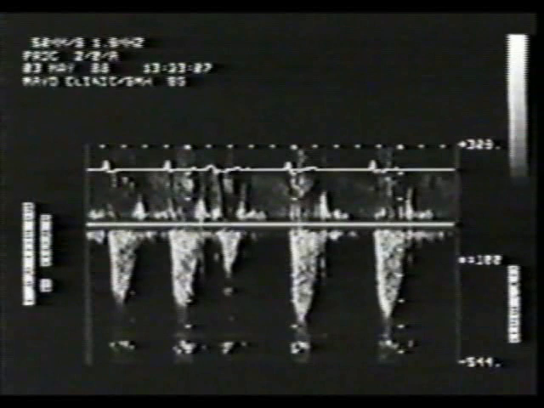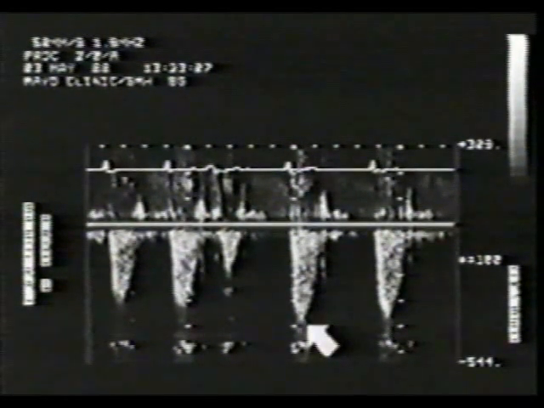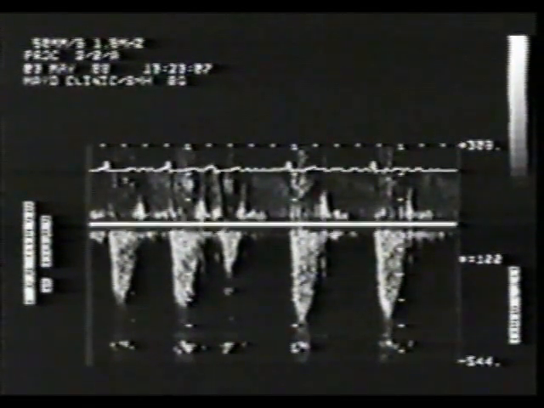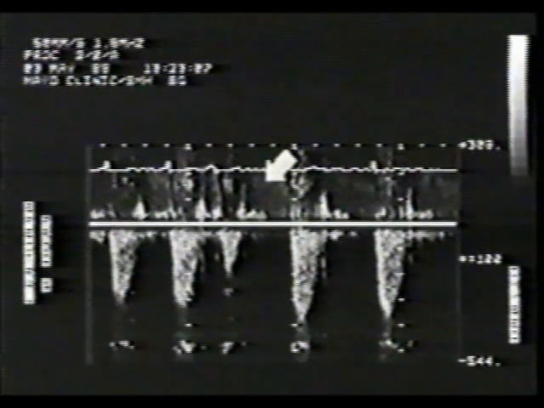On continuous wave Doppler examination, the velocity across the stenotic pulmonic valve peaked at 3.9 meters per second, indicative of a maximum gradient of 60 millimeters mercury. Note also this faint signal of pulmonic regurgitation.